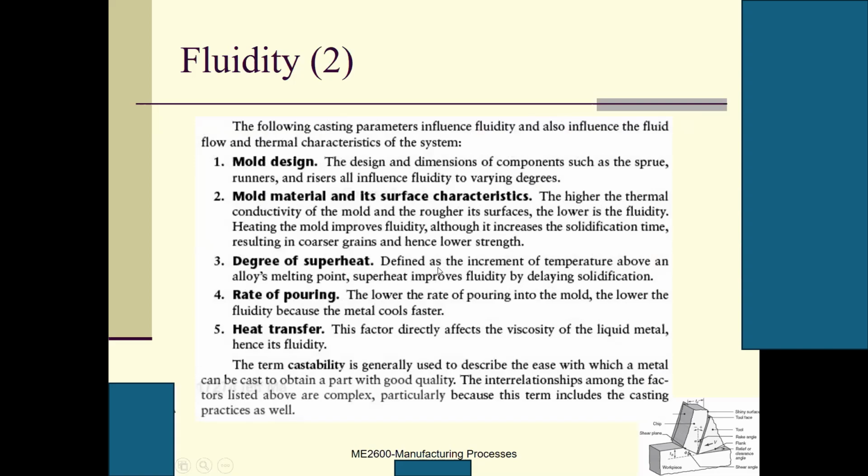A superheat is defined as the increment of temperature above the alloy's melting temperature, the melting point. If the melting point is 1000 degrees C, just as an example, then the superheat is that I increase the temperature to 1200 or 1500. So 1500 has a higher degree of superheat, right?